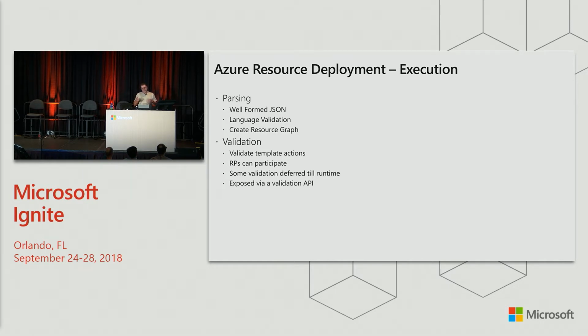In that validation, not only does ARM do validation, but the resource providers can also validate. So for example, when you create a virtual machine, CRP can validate whether or not you have enough quota to successfully deploy. And this allows us, in many cases, to stop you from doing deployments that would subsequently fail an hour and a half into the deployment. But some validation can't be done at that time. It has to be deferred till runtime.